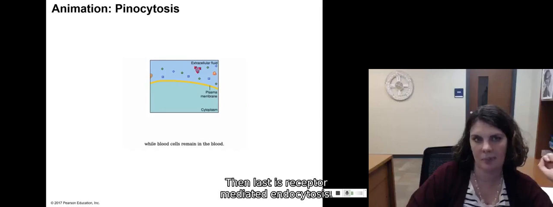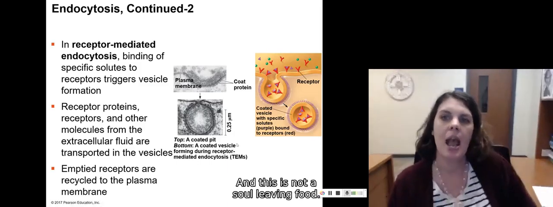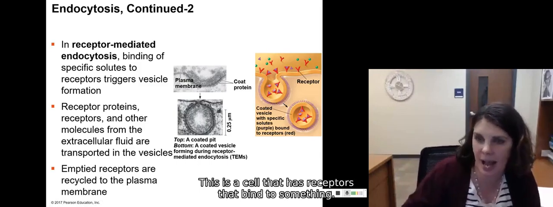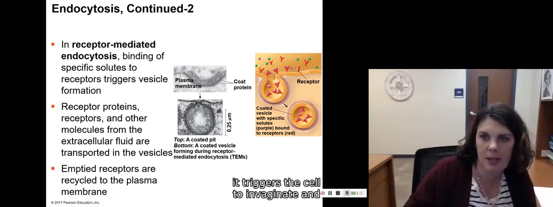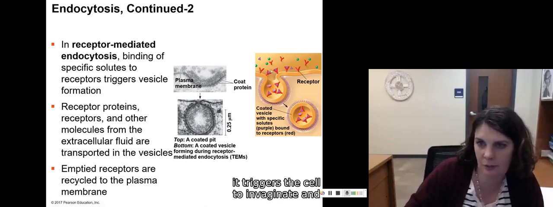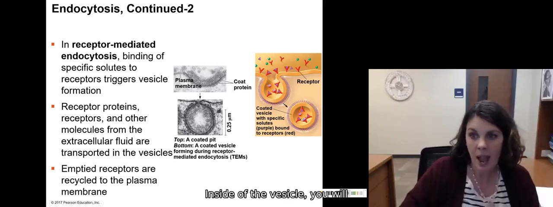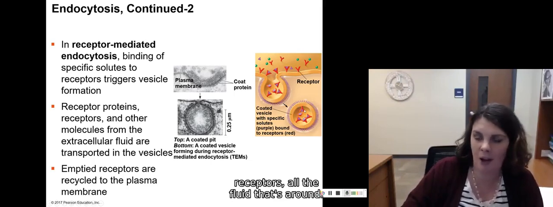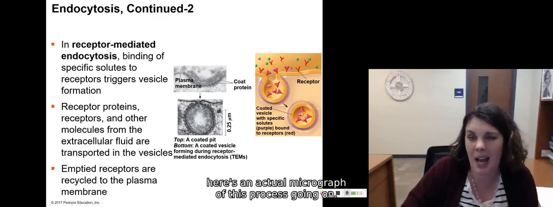Okay. And then last is receptor-mediated endocytosis. And this is not a cell needing food. This is not a cell needing liquid. This is a cell that has receptors that bind to something. And when those receptors are bound, it triggers the cell to invaginate and form this coated pit that has whatever receptor it's bound to. Inside of the vesicle, you'll have the receptor proteins, receptors, all the fluid that's around it. It's all going to be making its way into there.